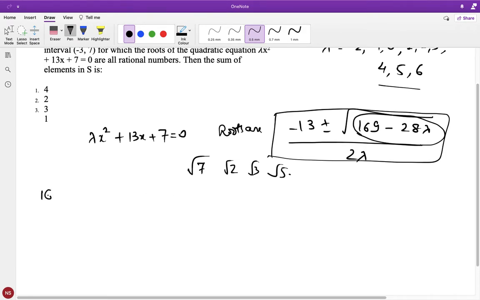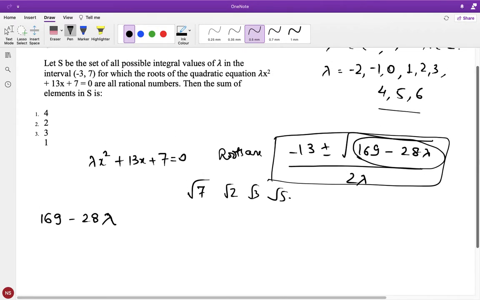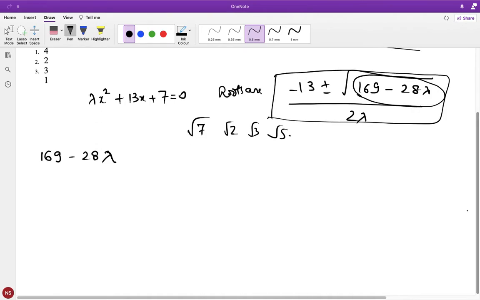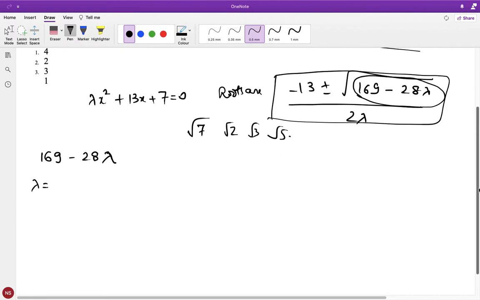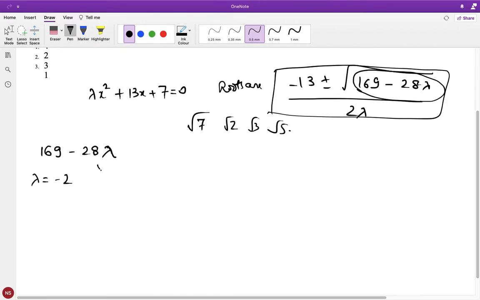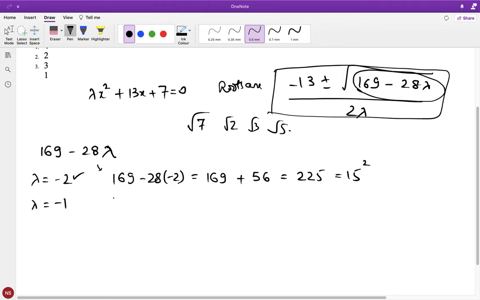Now, all I have to do is see if 169 minus 28 lambda is a perfect square for the values given as minus 2, minus 1, 0, 1, 2, 3, 4, 5, 6. So let us just try to solve that for all the values. Lambda is equal to minus 2 is the first one. So this will be 169 minus 28 into minus 2, which is 169 plus 56, which is 225, which is 15 square, so perfect square. This is a pass.